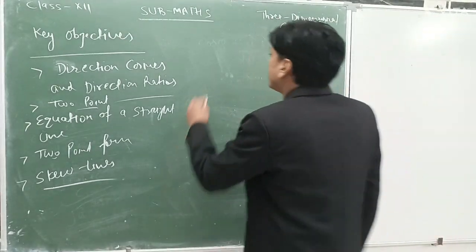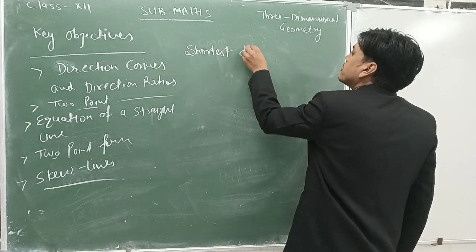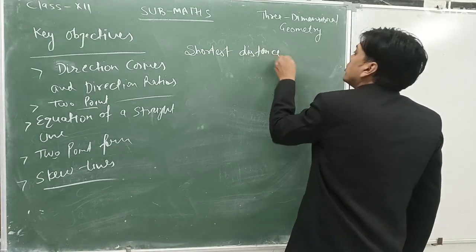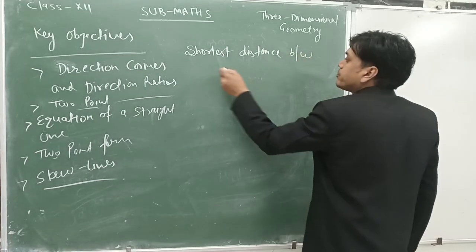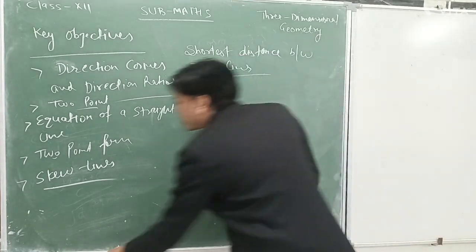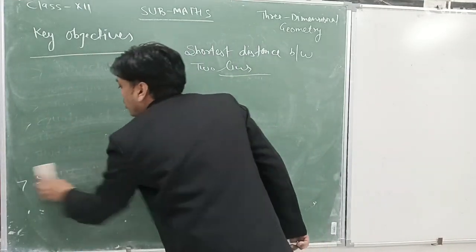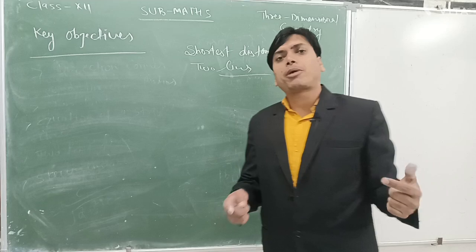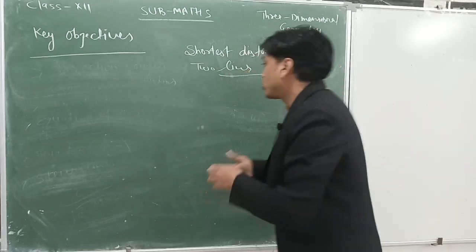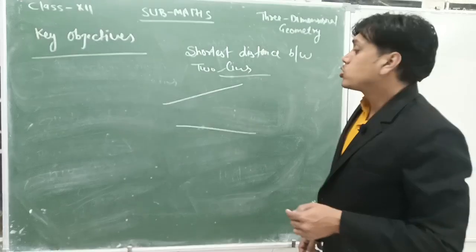So next is the shortest distance between two lines. Fine. I just talked about two skew lines, which are non-intersecting and non-parallel.